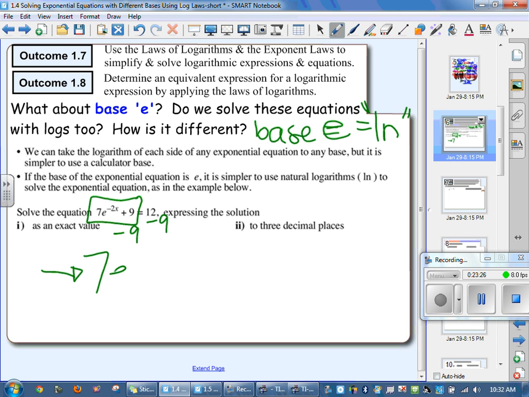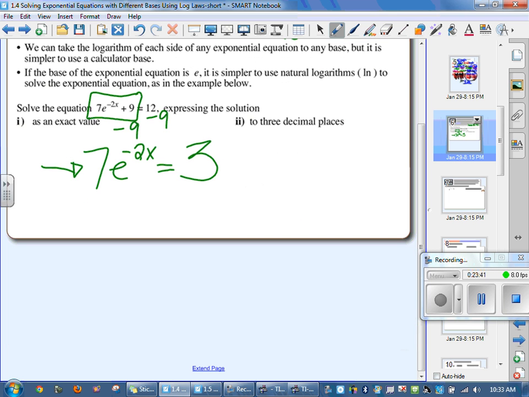Now, does the left-hand side have an exponent? No, it doesn't. So what am I able to do at this step now? I need to get rid of that 7 because it doesn't have an exponent. How do I get rid of the 7? You divide it out. And I can divide it out because the 7 on the left is not an exponent. So I'm going to divide both sides by 7. The right-hand side, we're not going to change to a decimal. We're just going to put it as a fraction, in brackets. So we have e to the negative 2x equals 3 over 7. That's how I write that.